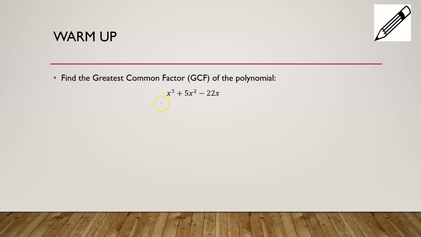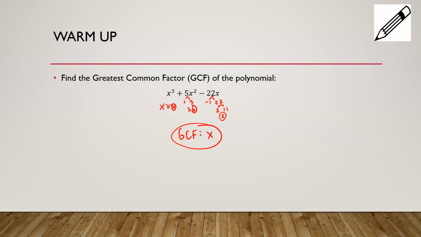Hopefully what you found is that the first term had 3 x's, the second one just had 1 times 5 and 2 x's, the third one had a negative 1 times 22, a 2 times 11, and 1 x. So the only thing that all 3 pieces have in common is an x. So the GCF of this problem is just x. So that's what we did yesterday.